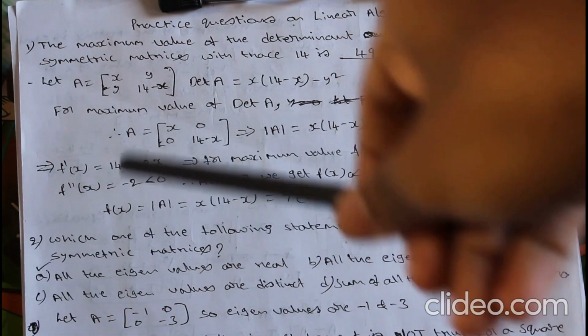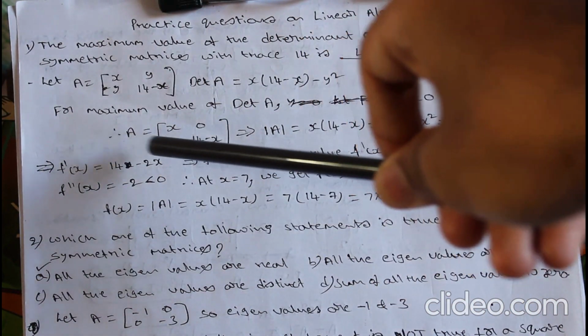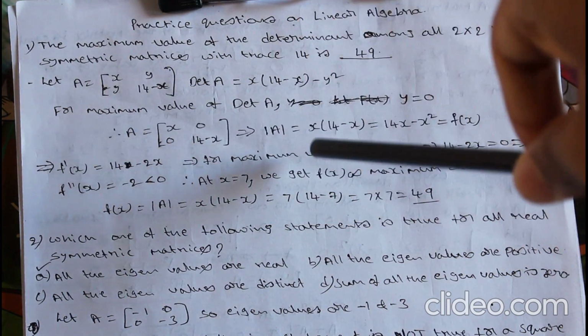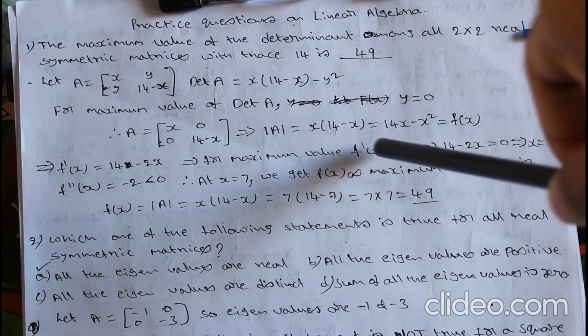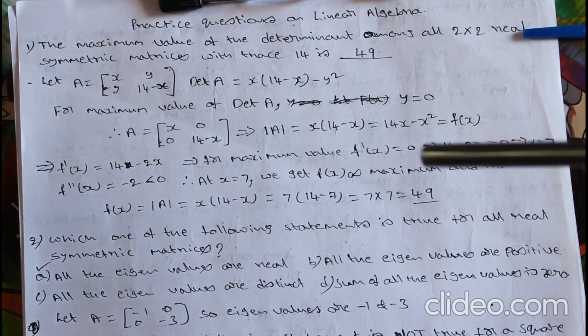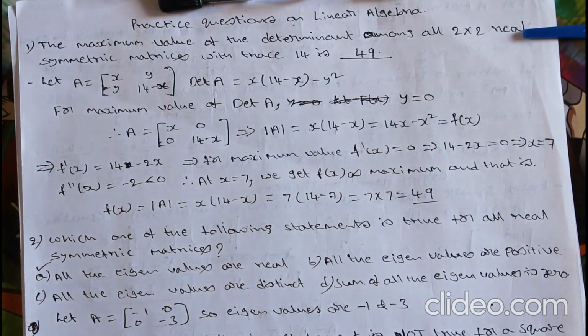Now the matrix will be A is equal to [x 0; 0 14 minus x]. Now the determinant of this matrix is x into 14 minus x, that will be 14x minus x square. Let us take this as function f of x. Here it is asked to find the maximum value of the determinant. So to solve this question, you need to have the knowledge of calculus as well, how to find the maximum or minimum value for a given function. This is the way it is asked in the questions.